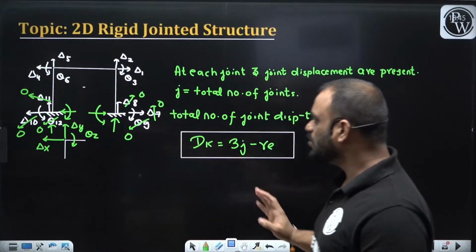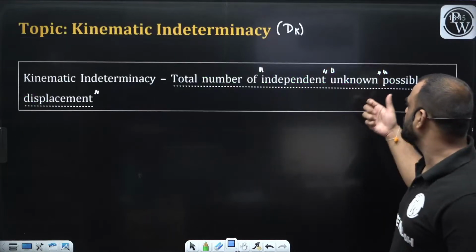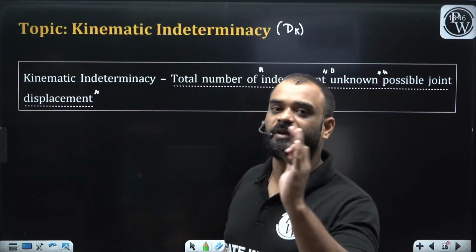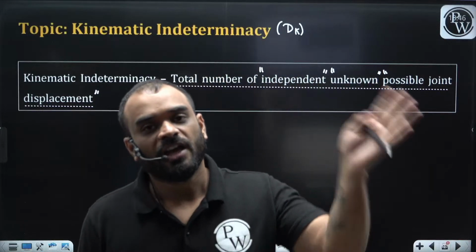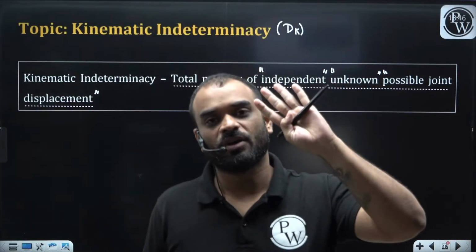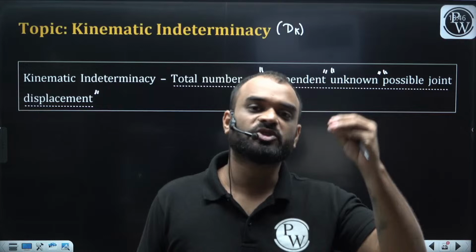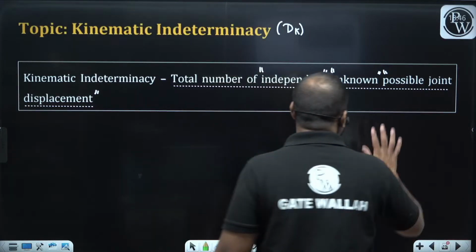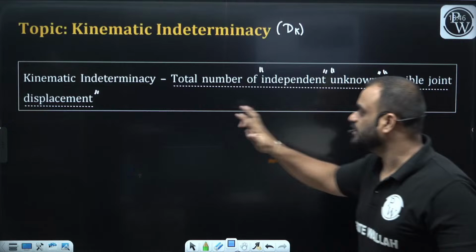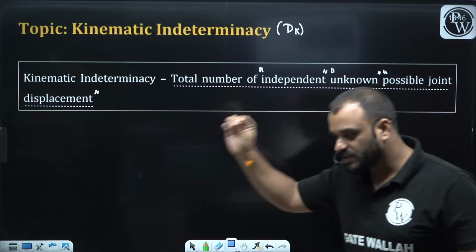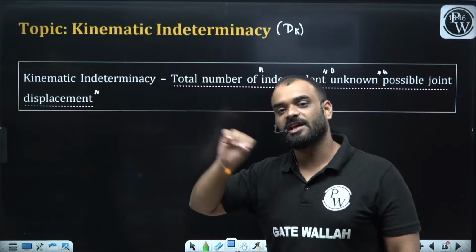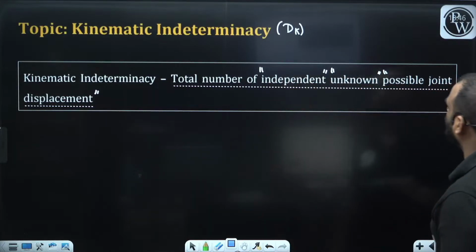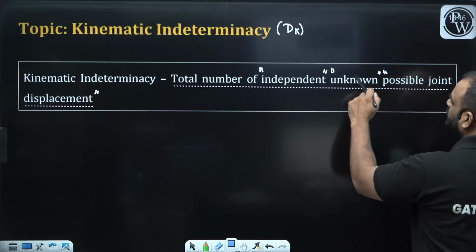So now you are able to understand what is meant by possible. If external support reaction is there, then that particular displacement is not possible. If external support reaction is not there, then that particular joint displacement is possible. Clear? If reaction is there, not possible. Reaction is not there, possible. Simple. As well as, what do you mean by unknown?